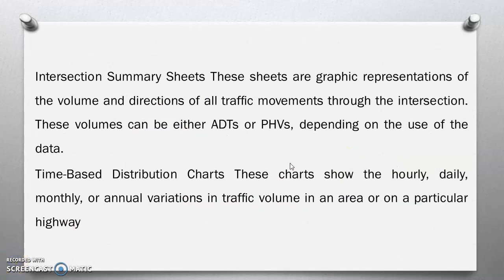Intersection summary sheets. These sheets are graphic representations of the volume and directions of all traffic movements through the intersection. These volumes can be either ADTs or PHVs, depending on the use of the data. Time-based distribution charts are charts used to show the hourly, daily, monthly, or annual variations in traffic volume in an area or a particular highway.